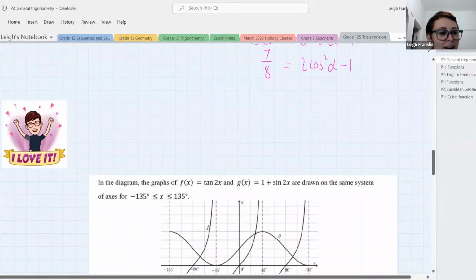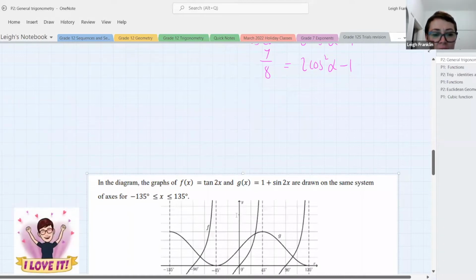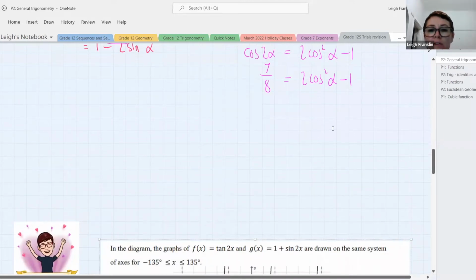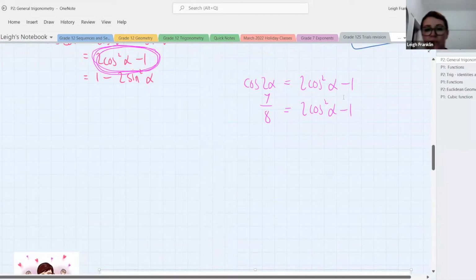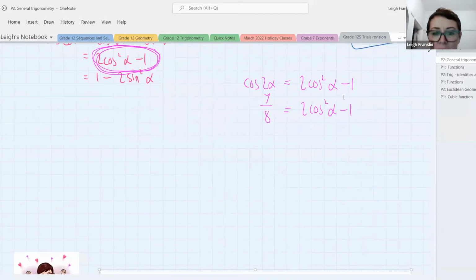You're a clever guy. All right, so now we want to solve for cos alpha. So I'm going to take the 1 over to the other side. So now I've got 7/8 plus 1 equals 2 cos squared alpha. So that would leave us with 15/8, wouldn't it?